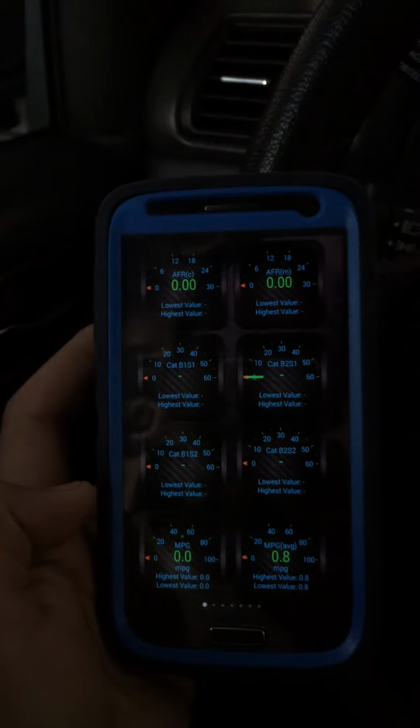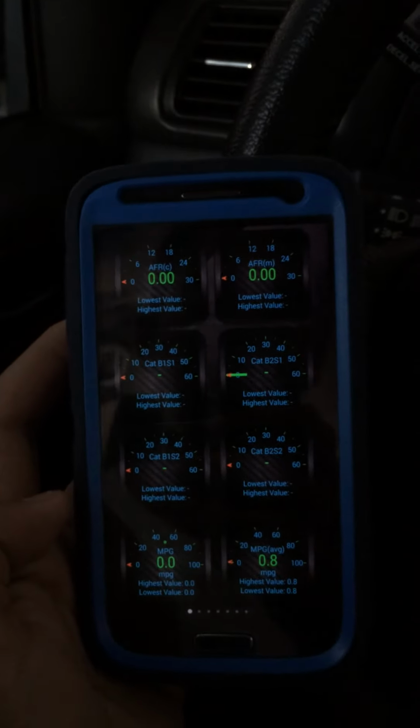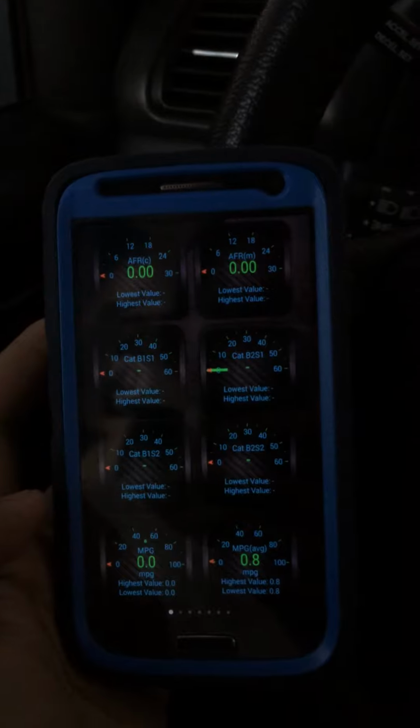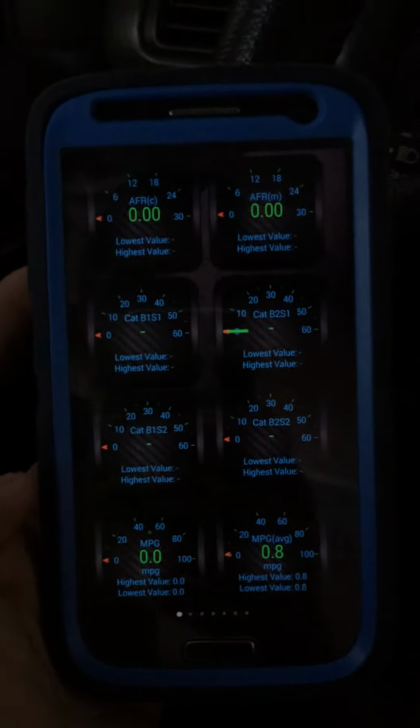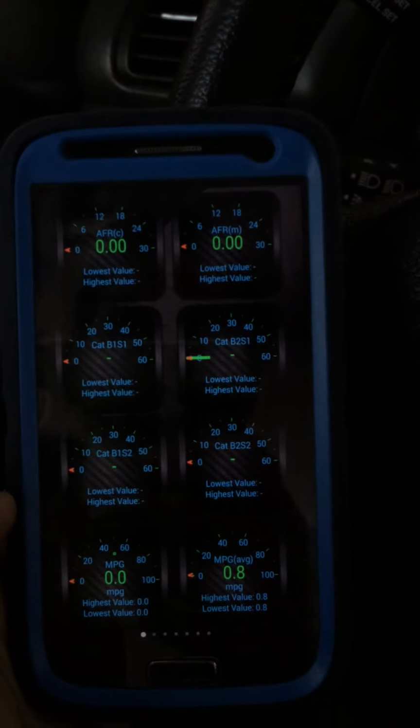Not enjoying the MPG I'm getting right now. And I know as soon as I open this door, I'm gonna smell a ton of exhaust fumes. The truck tends to smell pretty gassy.